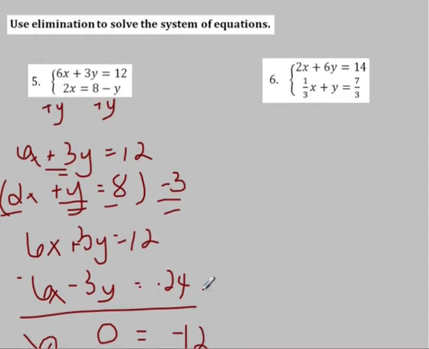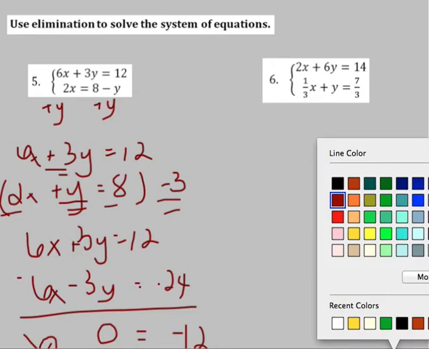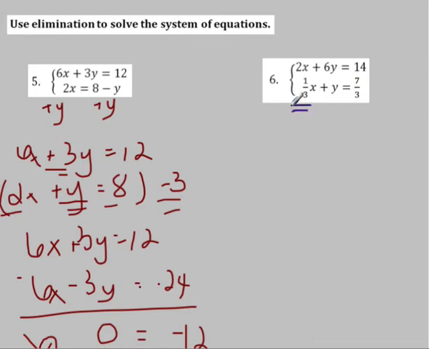Let's take a look at this one. So what I want to do is first get rid of all of these fractions. I want to ask myself, how can I take 1/3 and get it to be a -2? So that's kind of confusing.